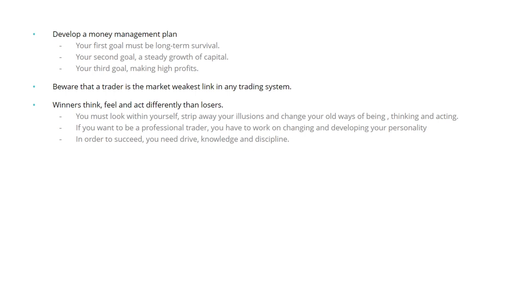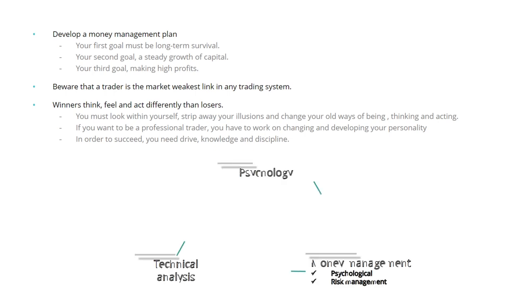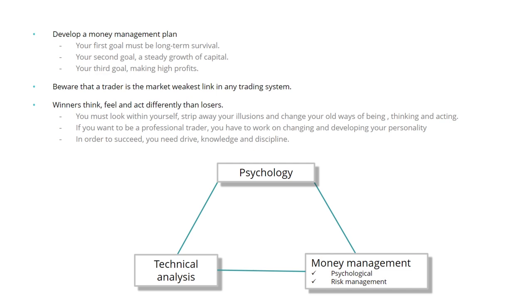Now, in order to succeed, you need drive, you need knowledge, and discipline. You see why discipline is so important. It's not only knowledge you need. Of course, you need knowledge to analyze the markets, to see where the market is going, and you need to make the right decisions at the right time and all those kinds of things. But discipline, to follow the rules that you've made yourself. So these are the three pillars of success that you need in the Forex market.